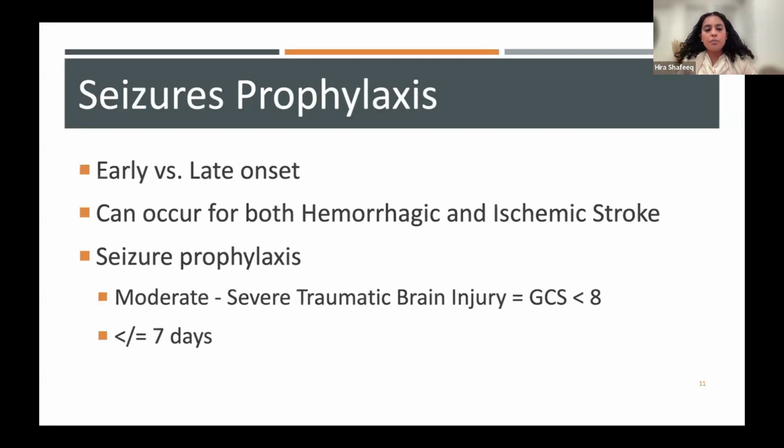So overall, what's important to know is seizure prophylaxis. There's two types of seizures. There's early versus late. Early are defined as the first 7 days of injury, and late are defined after 7 days. Know that most evidence is really only available for early seizure prophylaxis.